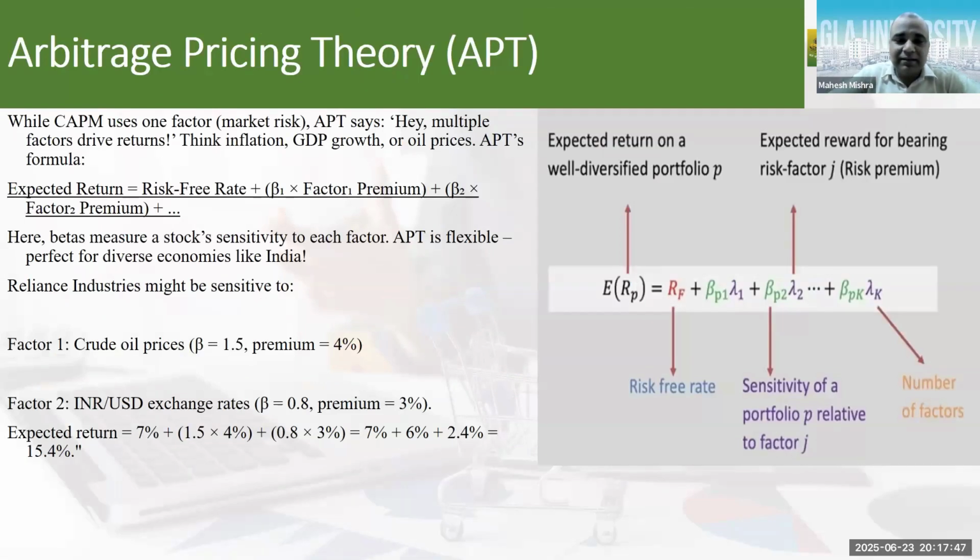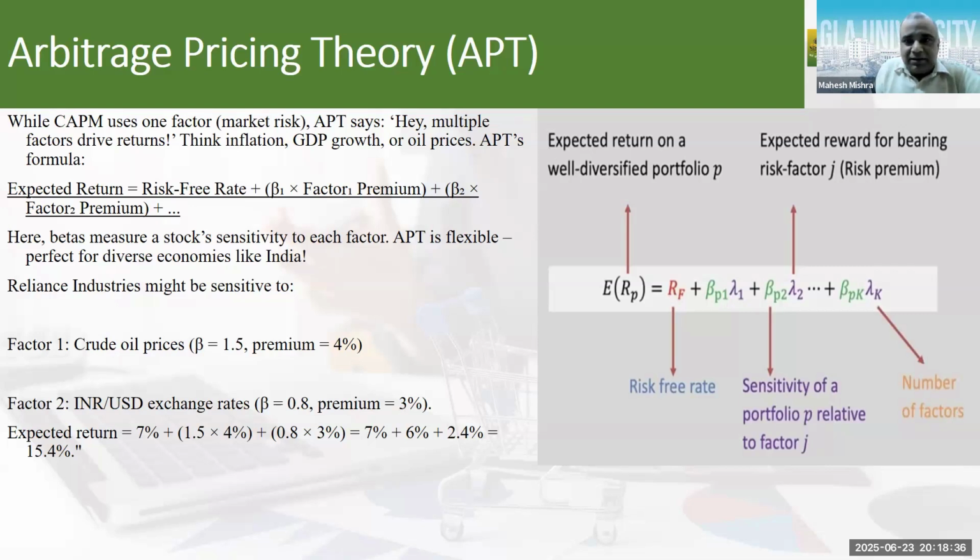The next is APT. APT is arbitrage pricing theory. What is arbitrage pricing theory? Arbitrage pricing theory is considered to be the extension of the CAPM formula. This is the extension of the CAPM formula.